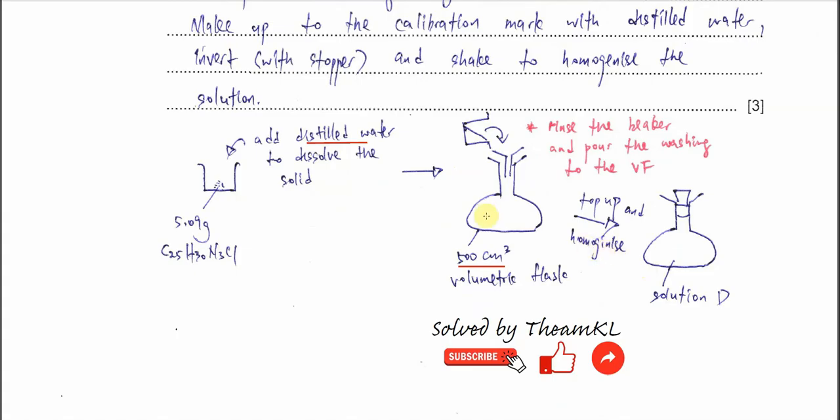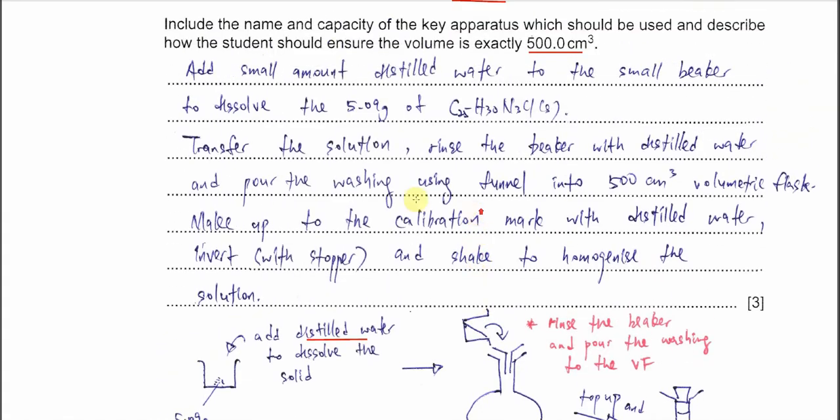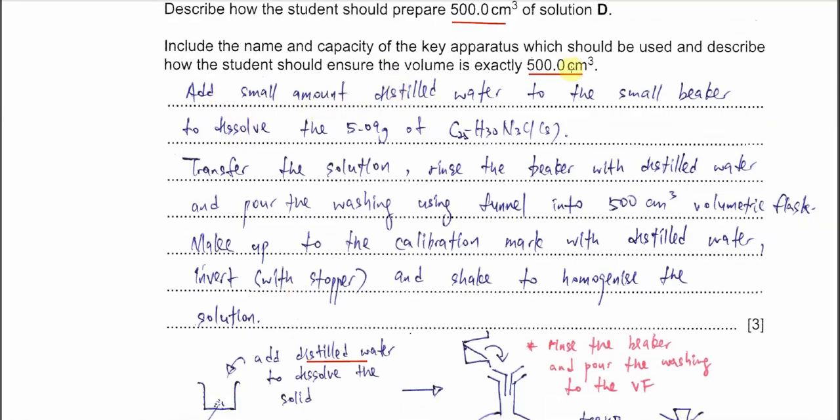Okay, that's a step we need to do. This is the full answer for the steps. Add a small amount of distilled water to the small beaker to dissolve the 5.09 gram of the purple dye, the crystal violet. So you must put this mass because it asks specifically for the capacity as well as this mass. Transfer the solution.